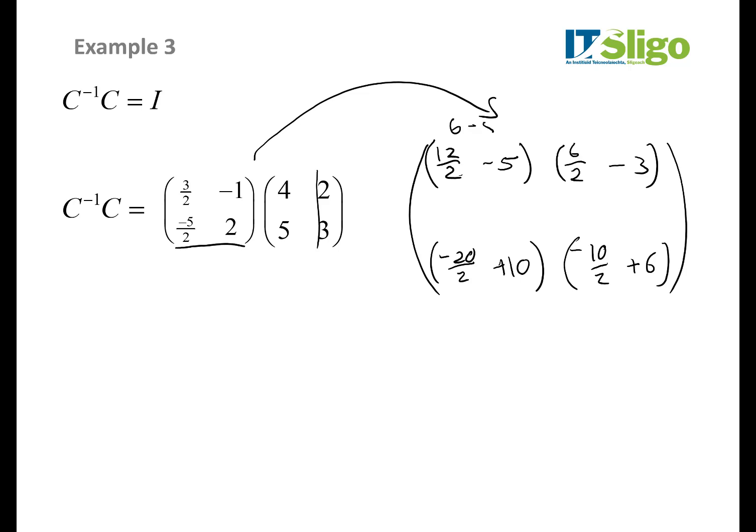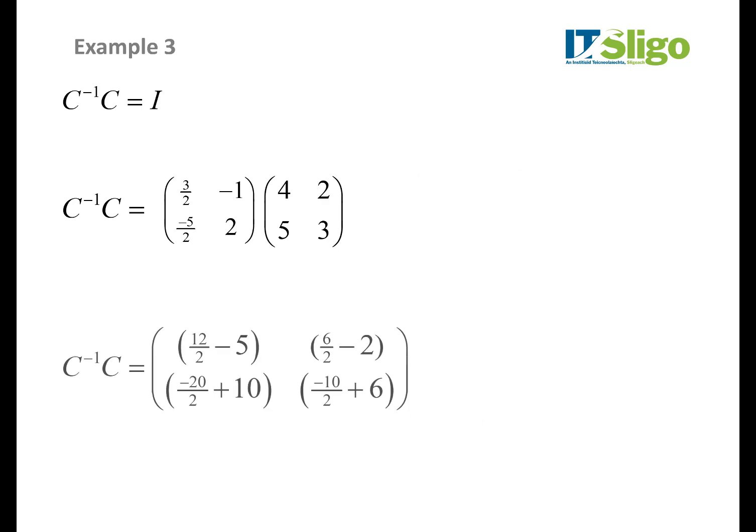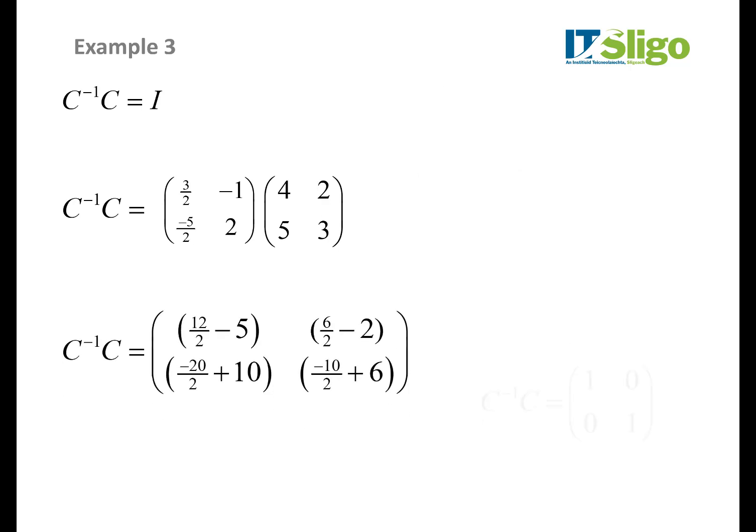This is 6 minus 5, that gives me 1. This is 3 minus 3, gives me 0. Minus 10 plus 10 is 0. And we have minus 5 plus 6 is 1. So I'll just tidy those up. And again, we end up with the identity matrix.